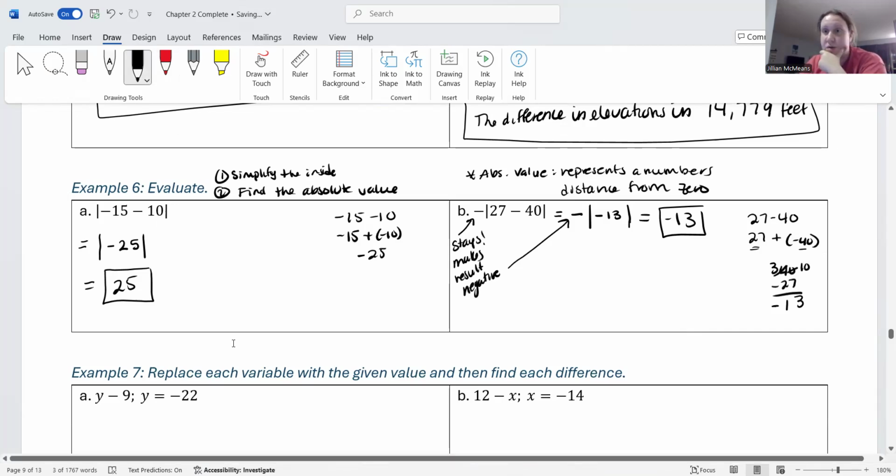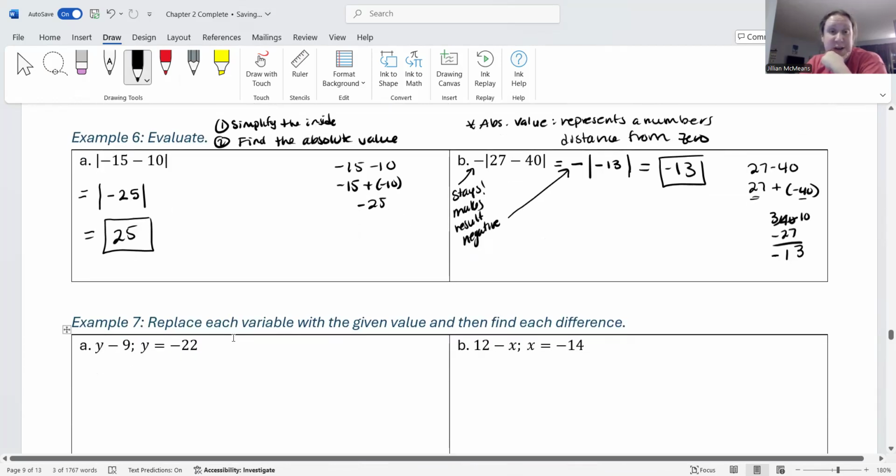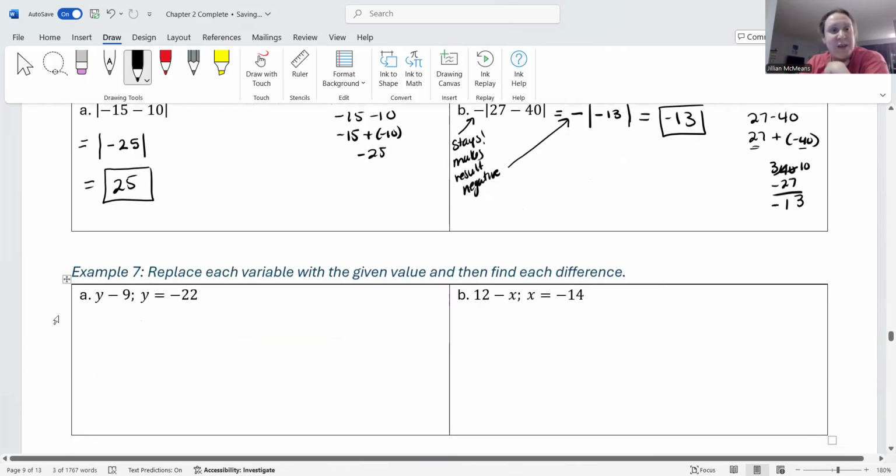Okay? Now, for the last example for this worksheet, and then I'm going to have to call it quits for the night. It is so hot in my house right now. I'm absolutely miserable.